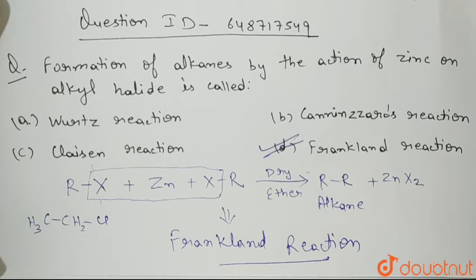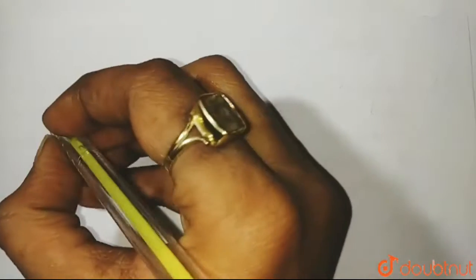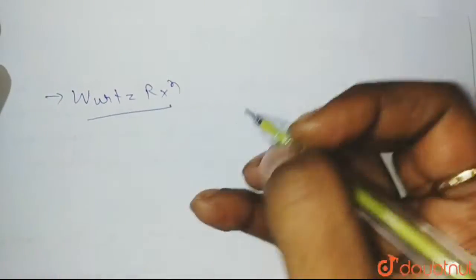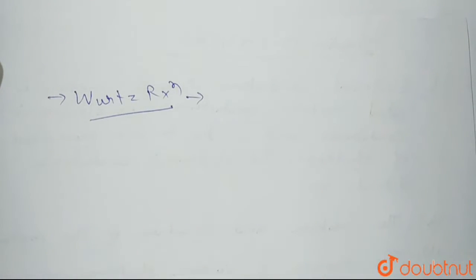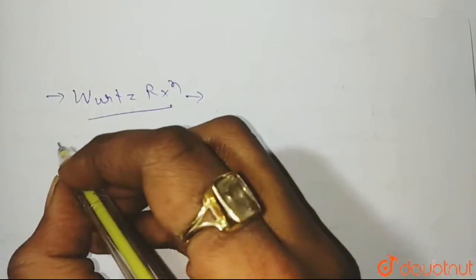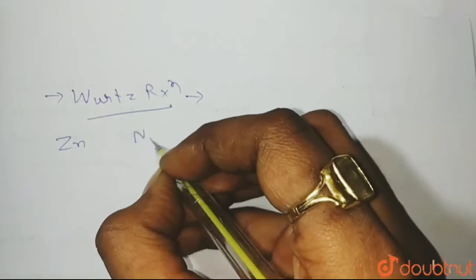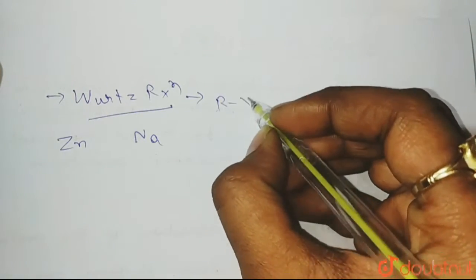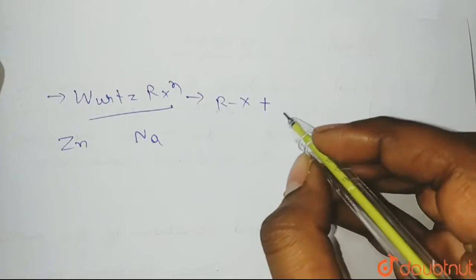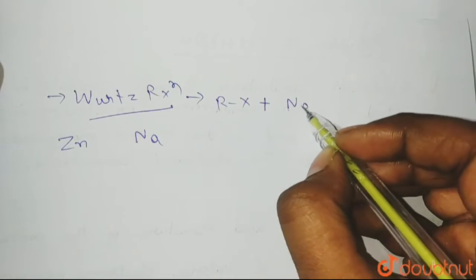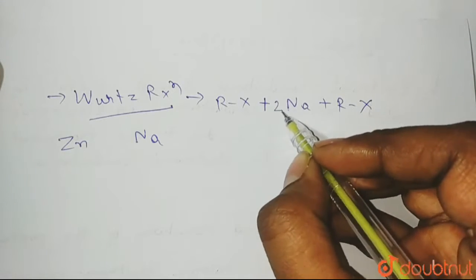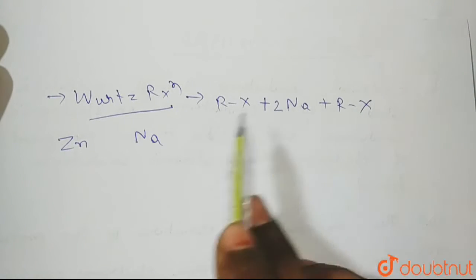So first is Wurtz reaction. Now what happens in the Wurtz reaction? It is the same as the Franklin reaction, but in Franklin we were using zinc, while here we use sodium metal, Na. So what reaction occurs here? RX, here also 2 moles of alkyl halides are used. RX is nothing but alkyl halide, sodium and alkyl halide. 2 sodium is used because 2 alkyl halides are there, right?